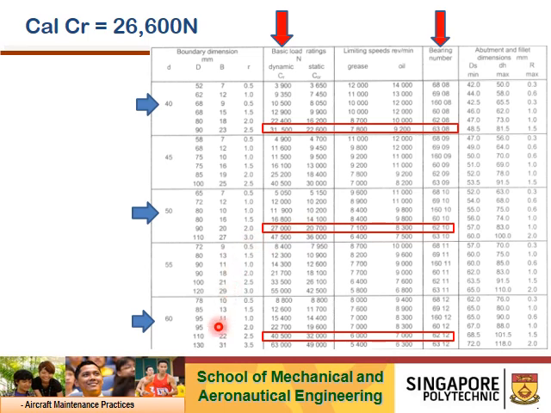So 60, compare downwards. Yes, I have 40.5 kilonewton on 63. So I can choose both. But of course, I choose the closest, 40, which is 6212. That's the answer. 6212 ball bearing for 60. 12 times 5 is 60. Yeah. So that's how easy we can select the bearing based on the calculated CR.